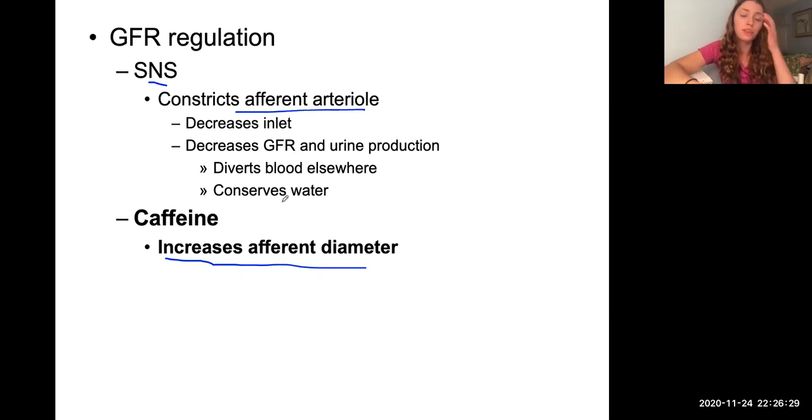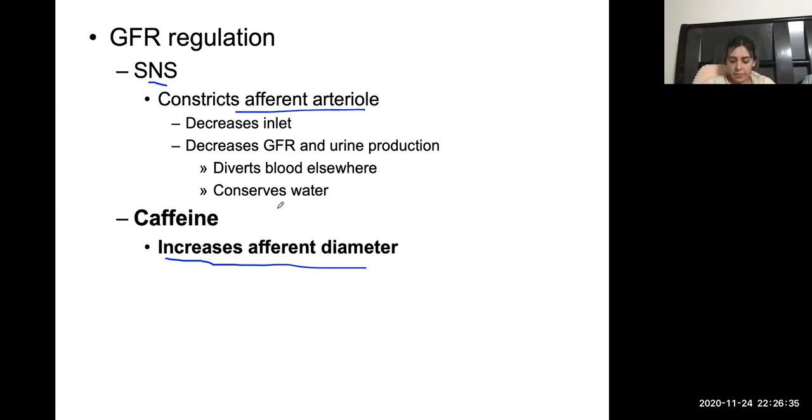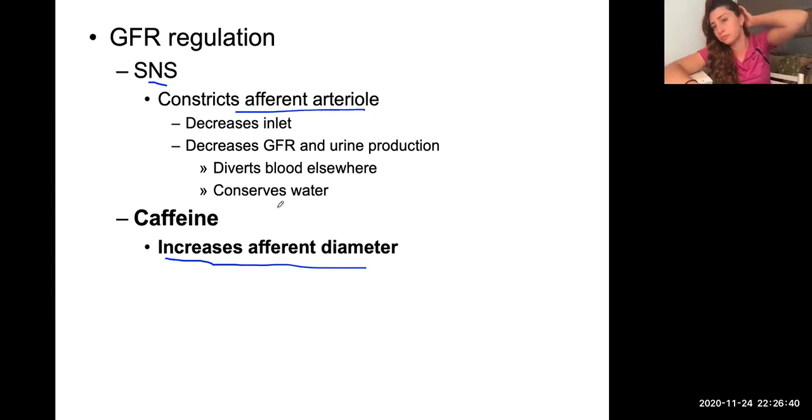Okay, don't move on yet. So GFR is regulated by caffeine. Yes. So caffeine makes you pee more. It increases your GFR.